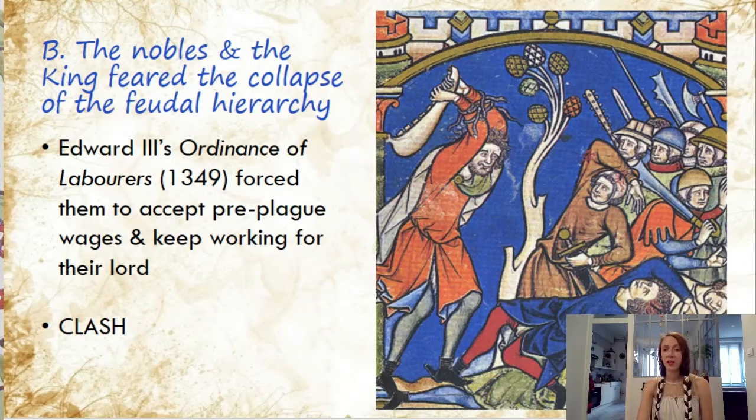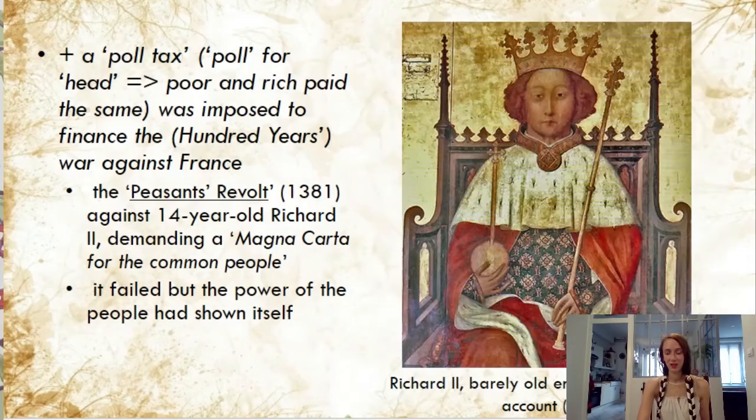The nobles and the king therefore feared the collapse of the feudal system. They feared that everything might just come crashing down. Hence, an ordinance of laborers that forced them to accept the wages that existed before the plague and to keep working for their lords. So basically what you've got is this clash between the two, in other words.